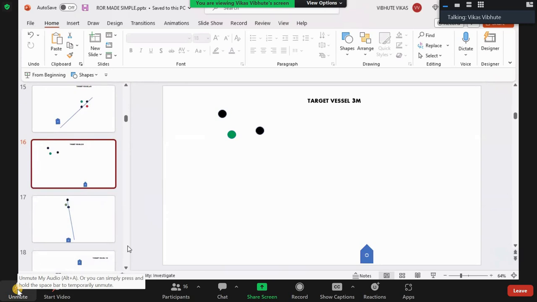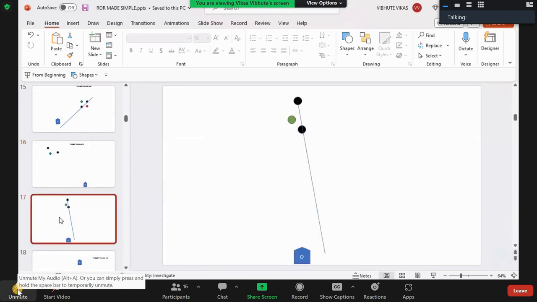Both the masthead lights and the green side light on your port bow. Yes, sir. We'll take a series of bearings to determine if risk of collision exists. If it does, we are the stand-on vessel, so we will maintain our course and speed. Yes, continue.